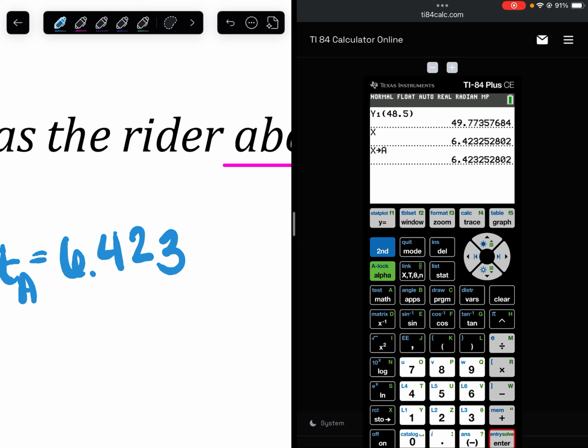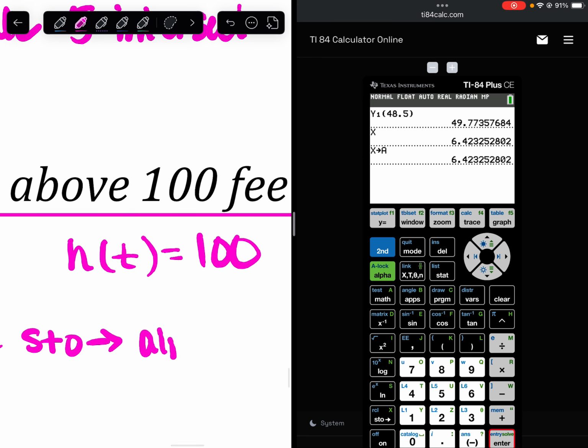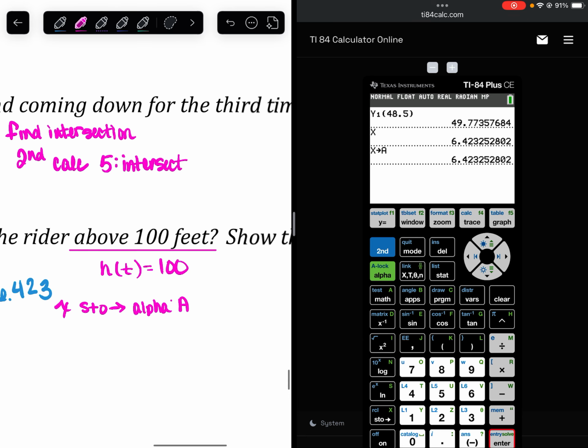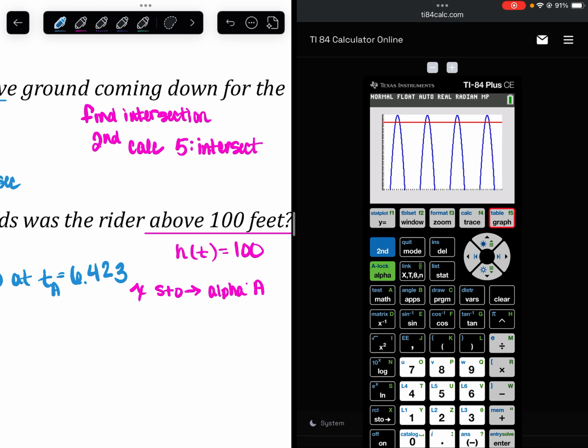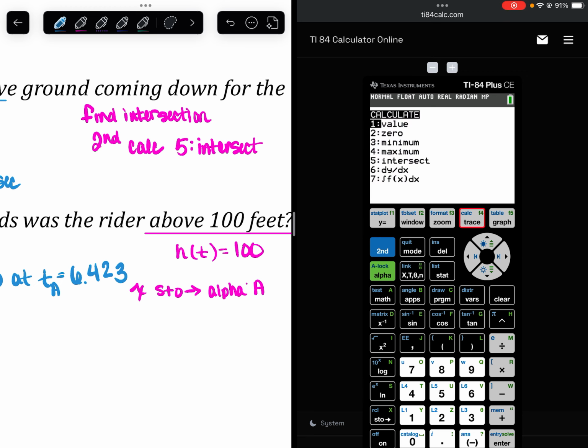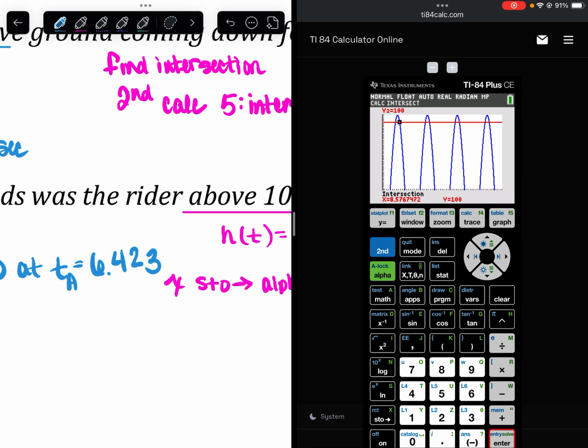Stow, S-T-O with an arrow, is right above on. So I'm going to take X, and we're going to stow, and then you hit alpha A. And what that does is that saves that number as the A key. So then I can go calculate my other time. So I'm going to go back to my graph, and I'm going to go calculate the other point, which is the top part. So I'm just going to scoochie just a little bit. I need that top one.